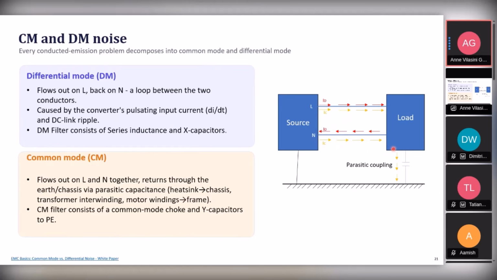So the common mode noise is basically flowing in the same direction on both L and N. So this is going to find a path to leak to the ground. It couples to parasitic components and finds its path to the ground. So this parasitic capacitance is everywhere that you don't want it. For example, between your heat sink and the chassis, between your transformer windings, motor windings, and so on. So that's why common mode is difficult to solve, because it flows through paths that are not even on your schematic. So the fix to the common mode noise is a filter which consists of a choke and some Y capacitors to the earth.